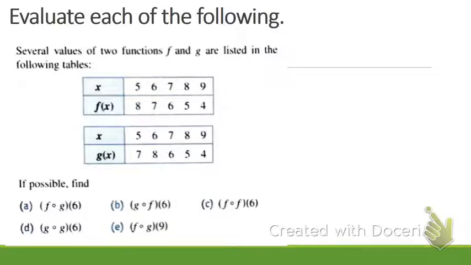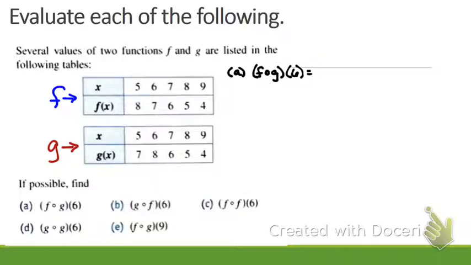We've got 2 different tables of values. Up on top, we're given the input values. Down on the bottom, we're given the output values. What does that function spit out? This is for my function f. This is for my function g. The directions say, if possible, find the following 5 compositions. So if I start with A, they want me to find f of g of 6.